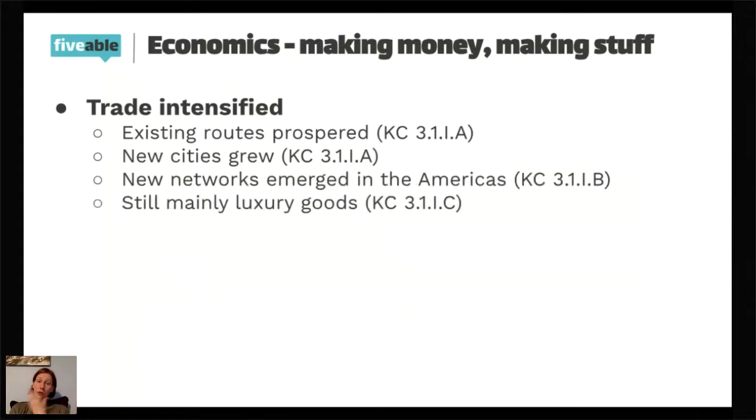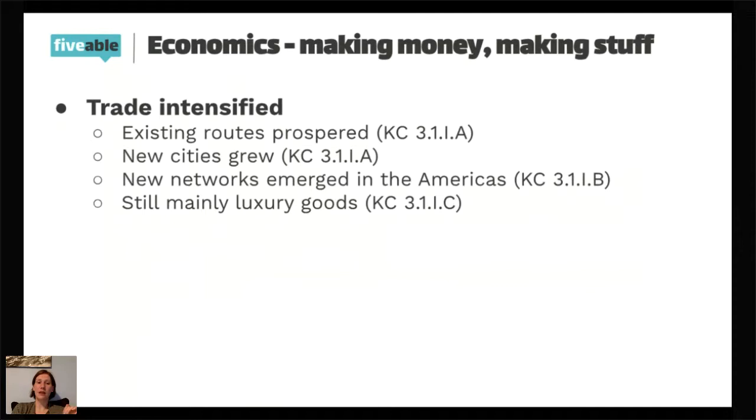New networks emerge in the Americas, right? As we get bigger empires in the Americas, we get new trade networks. We get a major trade network in the Inca Empire with the Inca road system and the Aztec Pochteka traders along the coast of the Aztec empires. We also see trade along the Mississippi River in North America.